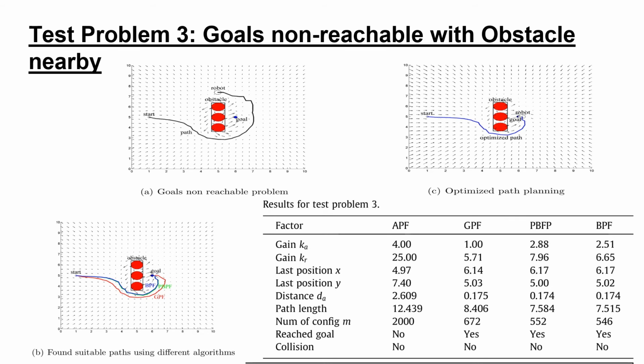Figure C illustrates the optimal path taken by the BPF algorithm, and you can also see that it chooses the appropriate gains effectively and avoids falling into the goals-not-reachable-with-obstacle-nearby problem. It is also revealed that the BPF is quite faster in optimization, leading to a reduction in computational burden.